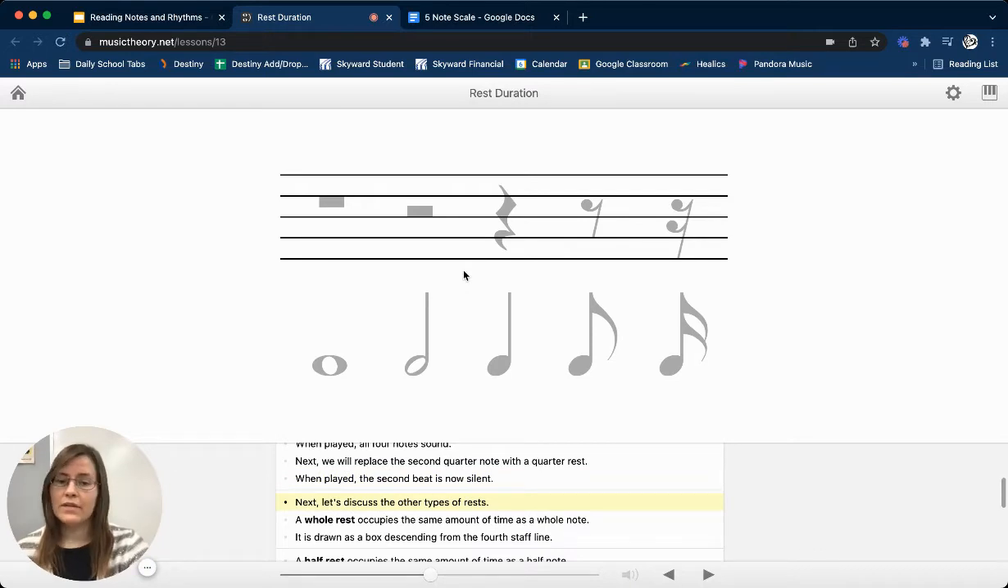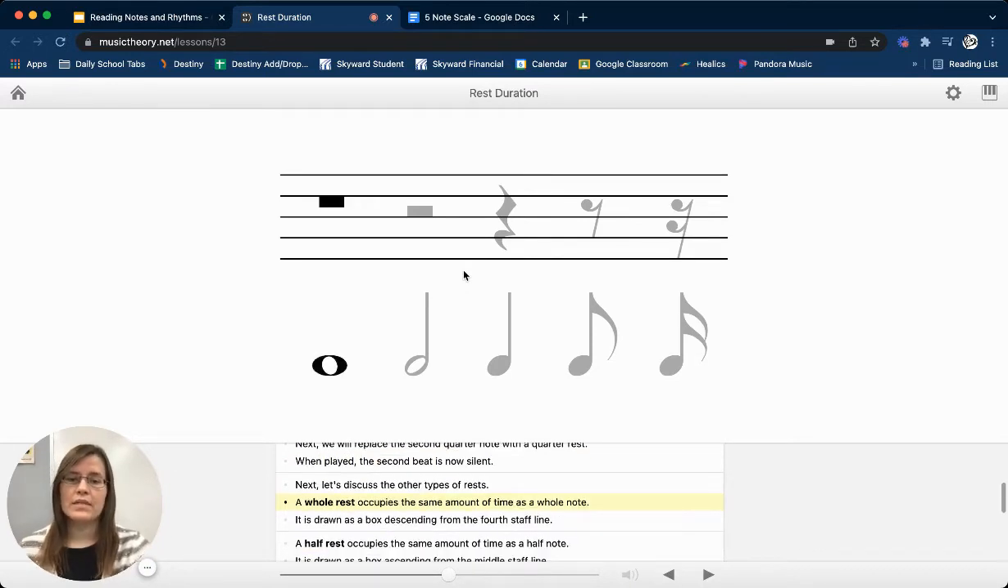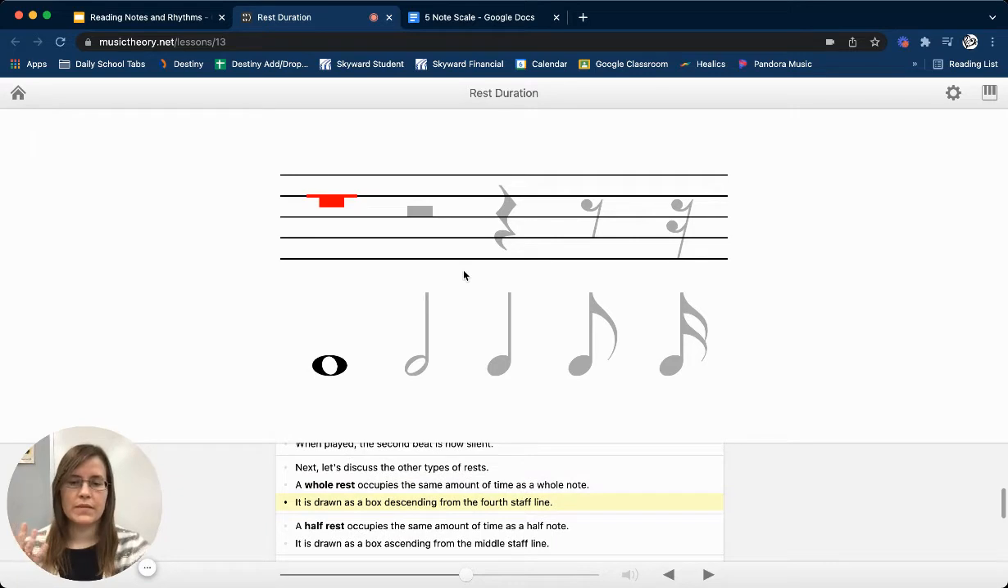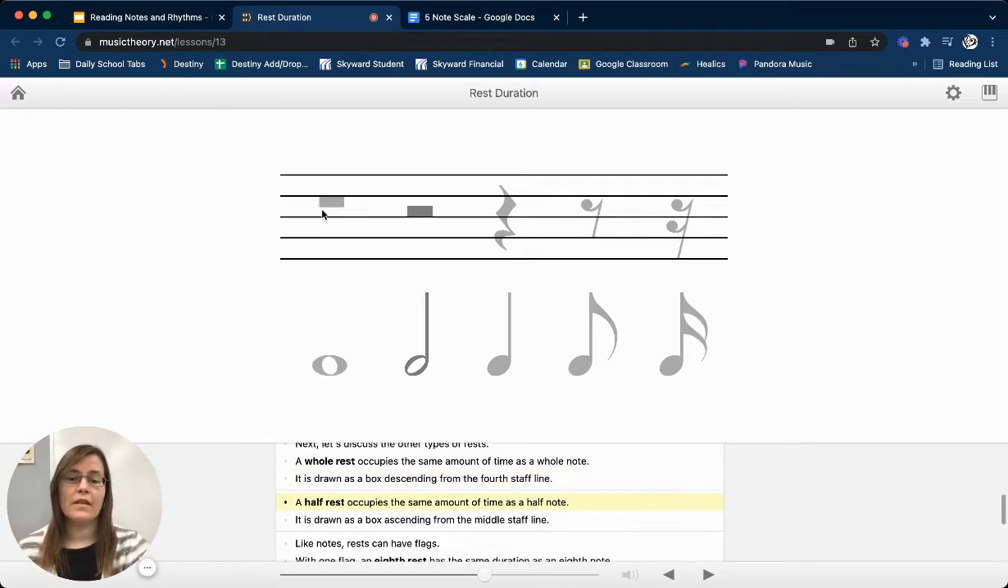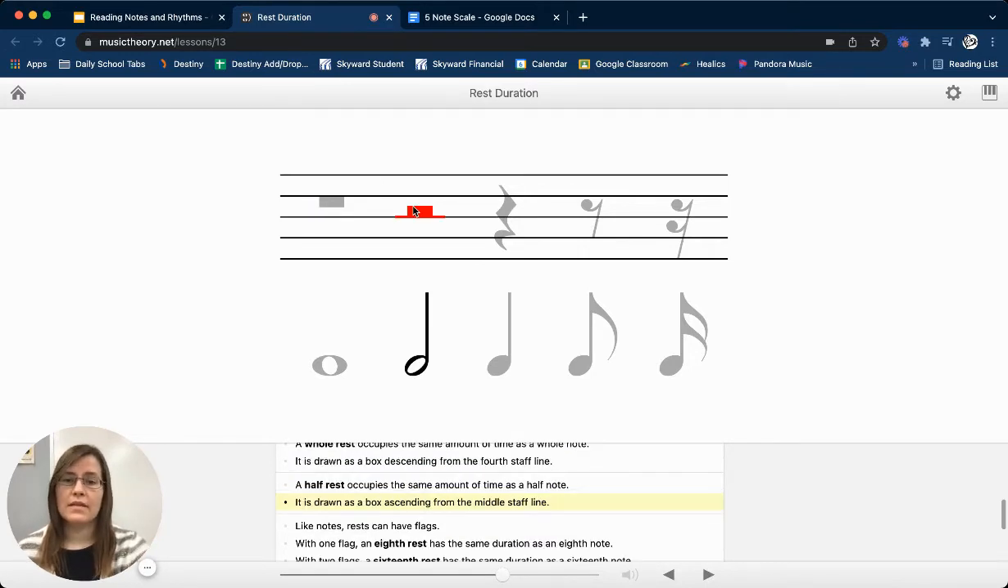Now let's talk about the other types of rests. Your whole rest is the same as a whole note, so it's 4 beats. It hangs from the 4th line. The half rest is the same as the half note, 2 beats. This box is drawn on top of the 3rd line.